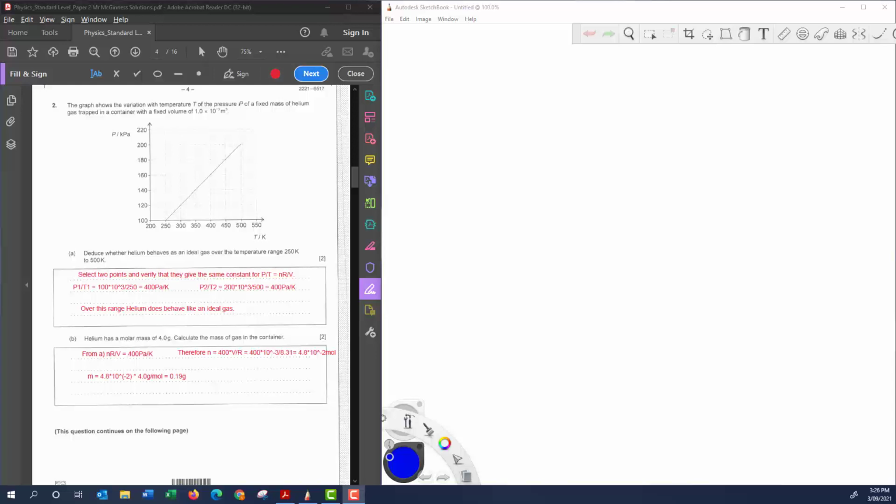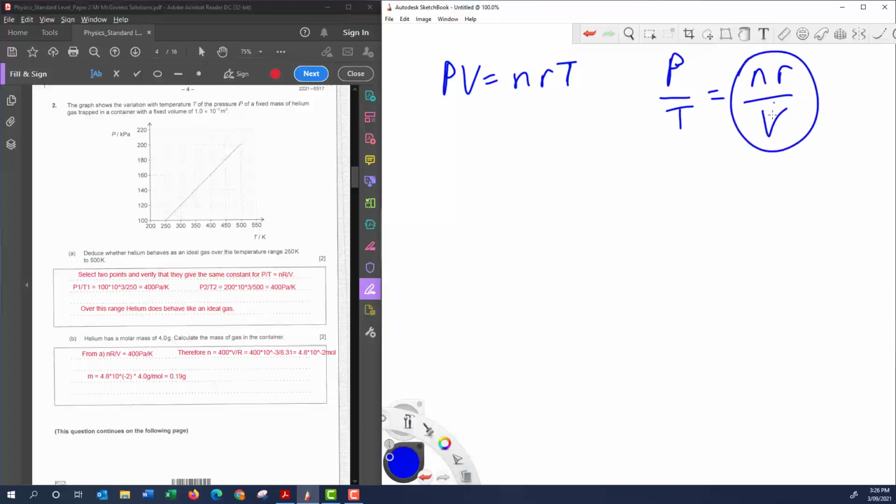So, in this case, we're going to use our ideal gas law to see if it's an ideal gas or not. So that's PV equals nRT. But really, what matters here is how does P change with T? So does P over T stay constant, if I divide T to the other side and divide V to the other side? If it stays constant, then it's behaving as an ideal gas. So I just want to check for these different points, P and T.